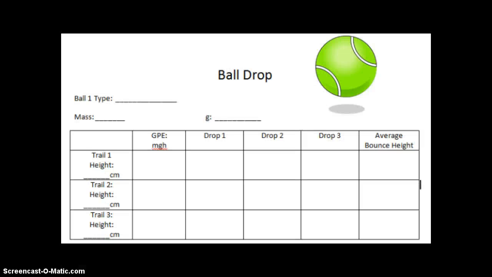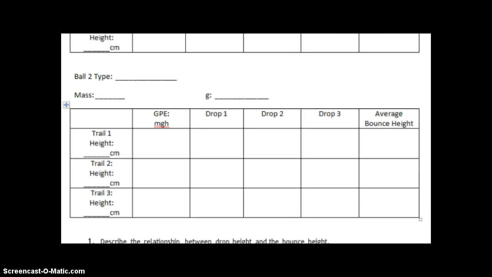They were given this handout to fill in the height of the trial, find the GPE, and record 3 drops. Once they had recorded the 3 drops, they were to find the average of the 3. And they did this for 2 different types of balls.